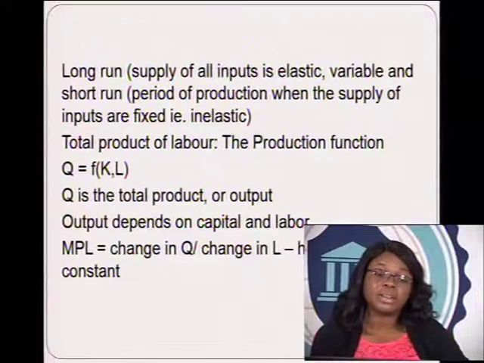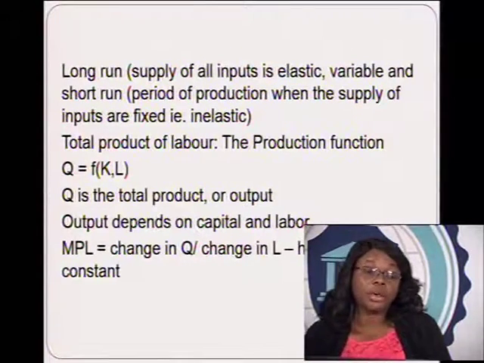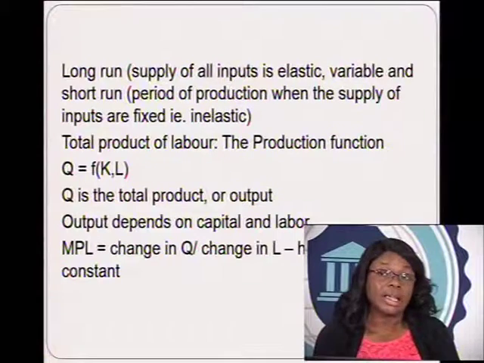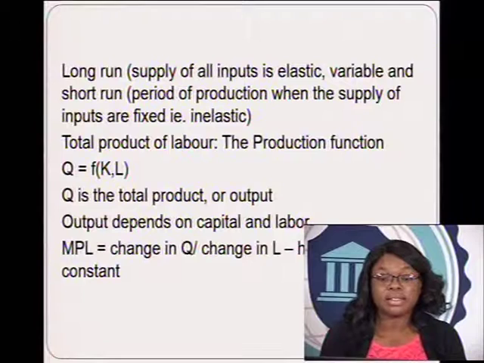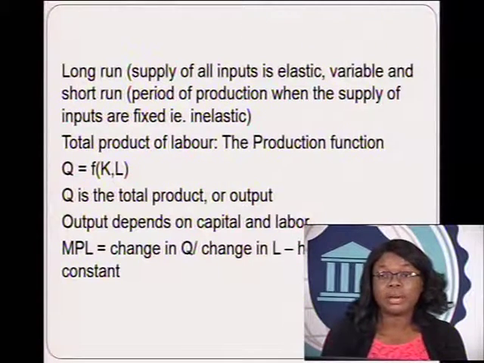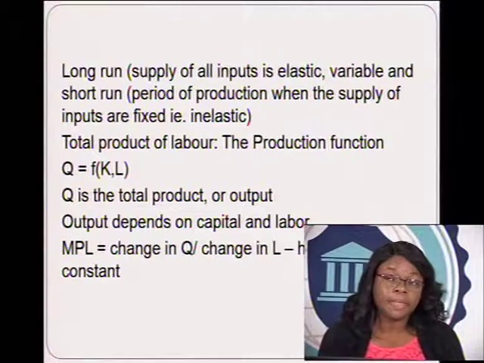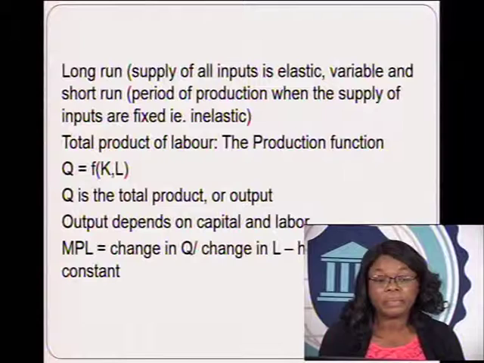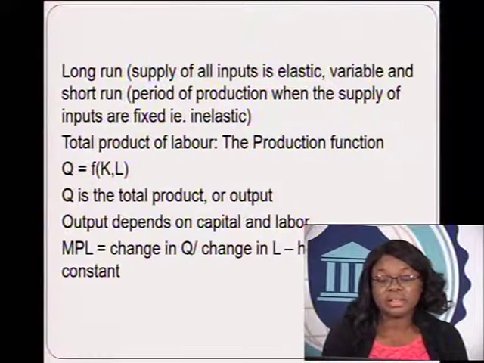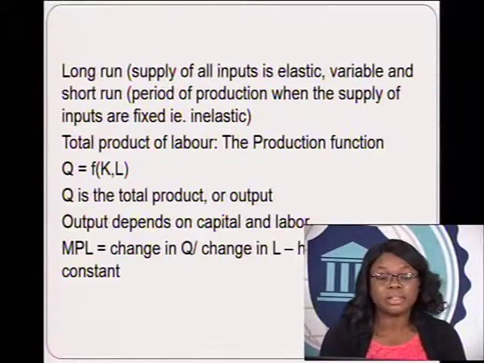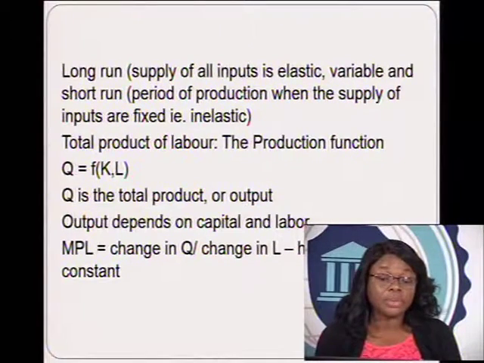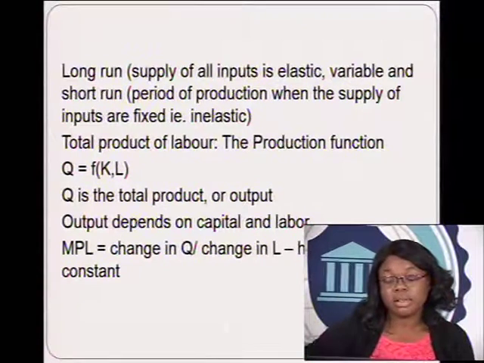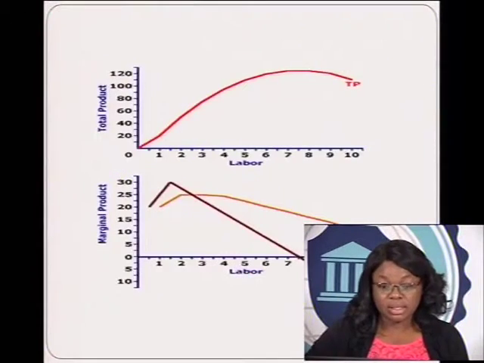Now, the total product of labor, which is the production function: Q is a function of K and L. K stands for capital and L stands for labor. So the output we have, which is Q, is a function of how we work with capital and how we work with labor. And the output depends on capital and labor. And MPL, which is the marginal product of labor, is a change in Q divided by the change in L. In other words, holding capital constant.